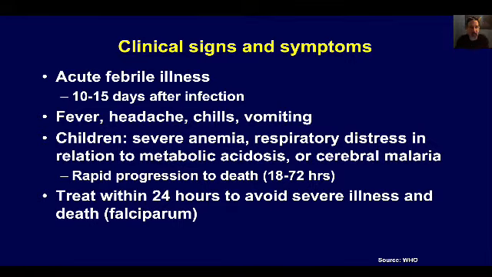In terms of the clinical signs and symptoms, it's an acute febrile illness, usually occurring within 10 to 15 days after becoming infected. There are fever, headache, chills, and vomiting. And in children, you can have other symptoms like severe anemia, respiratory distress, and even cerebral malaria with a very rapid progression to death within hours of symptom onset. And so it's very important to treat malaria rapidly to avoid this severe illness and risk of death, especially in areas where falciparum is the predominant species.